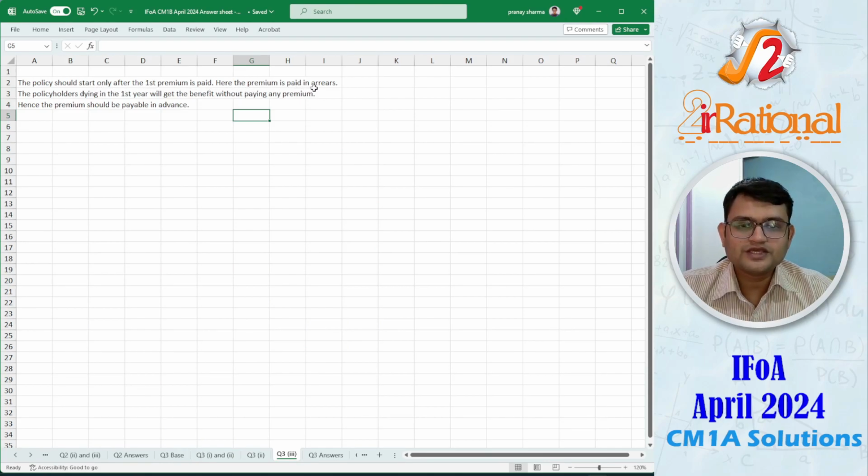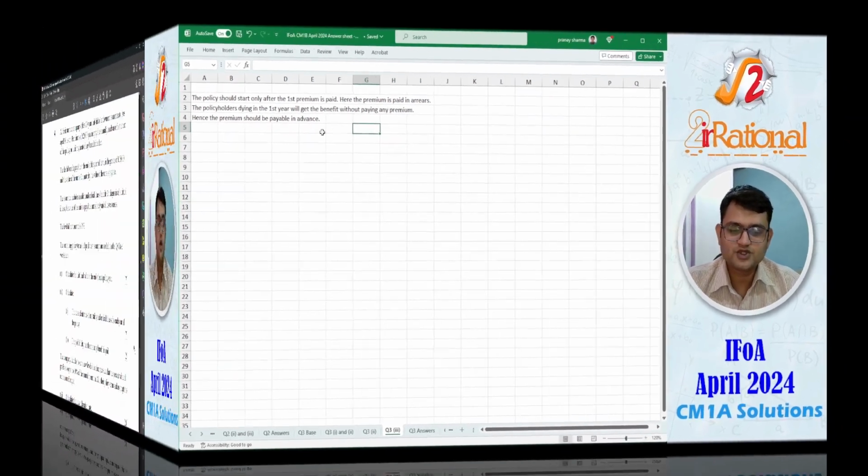Here the premium is paid in arrears. The policyholder dying in the first year will get the benefit without paying any premium. Hence the premium should be payable in advance. Let's see the next question.